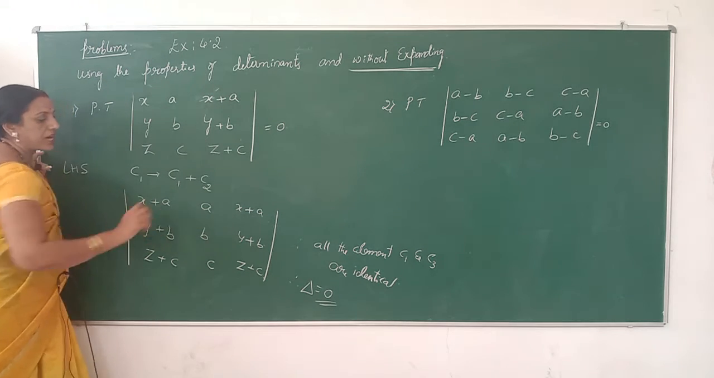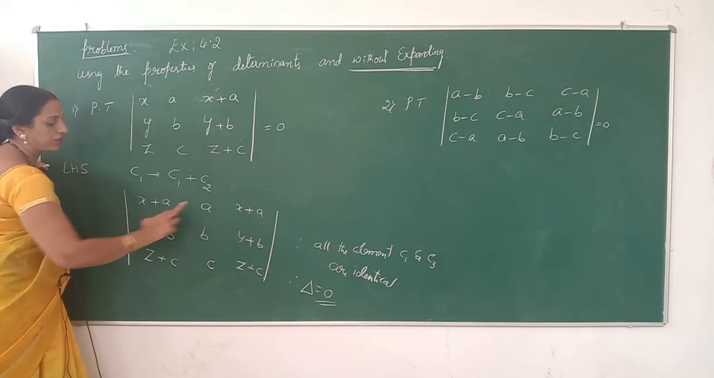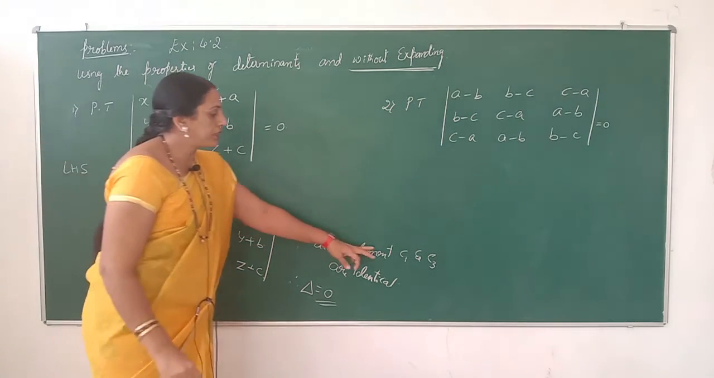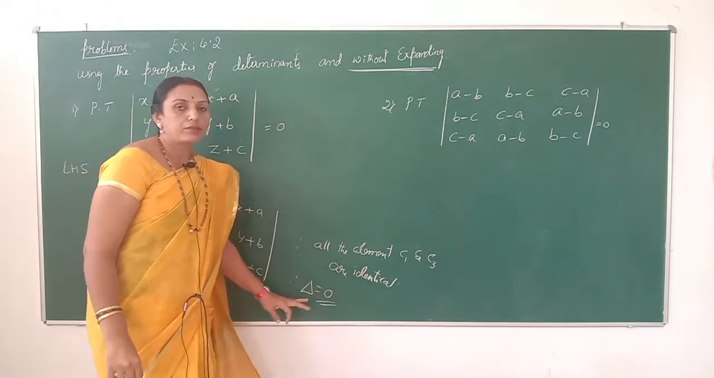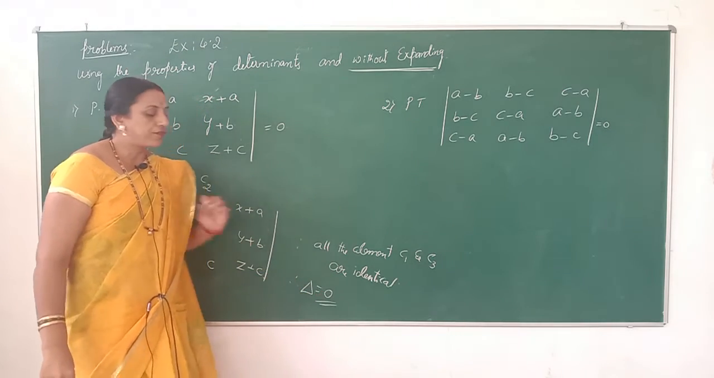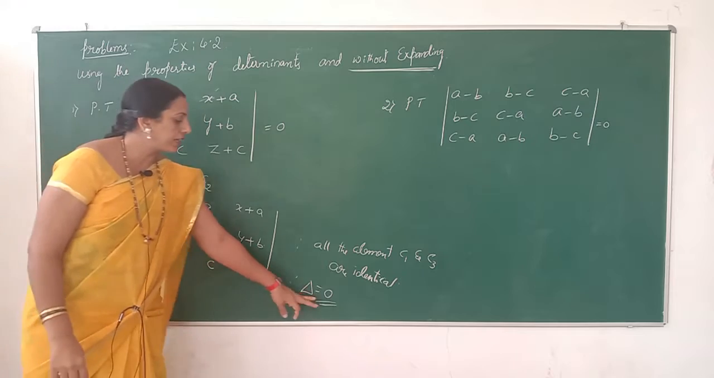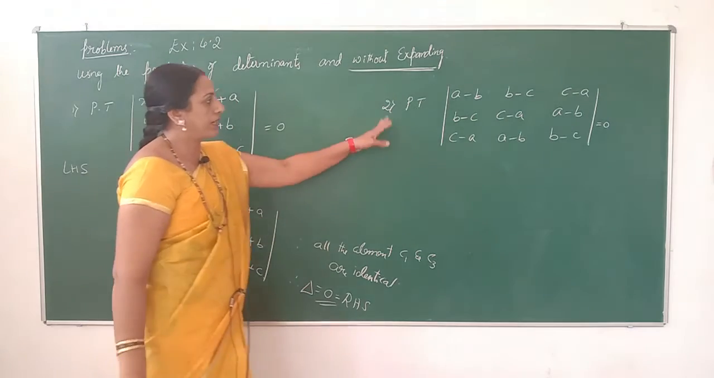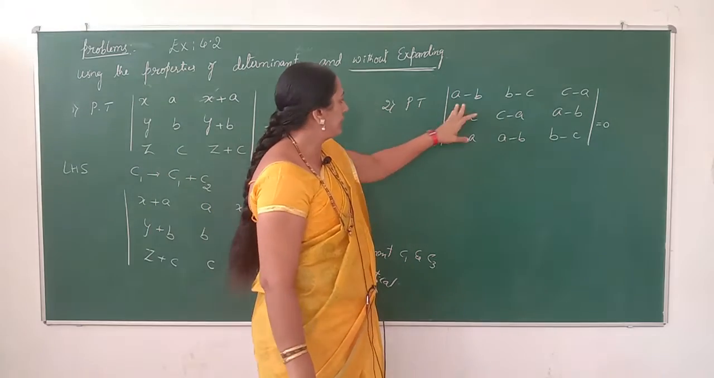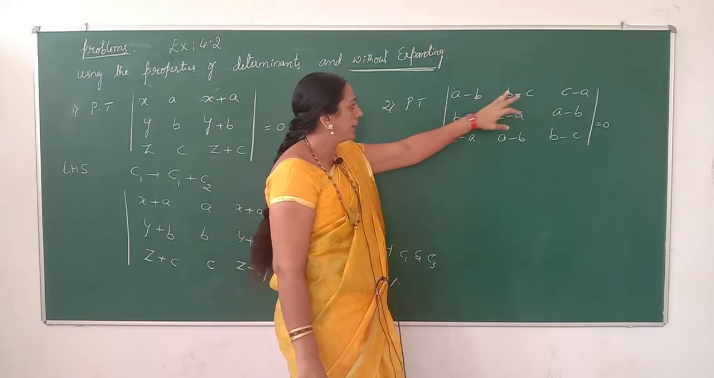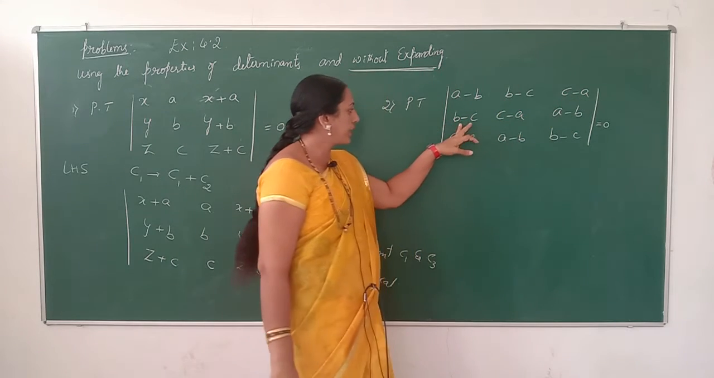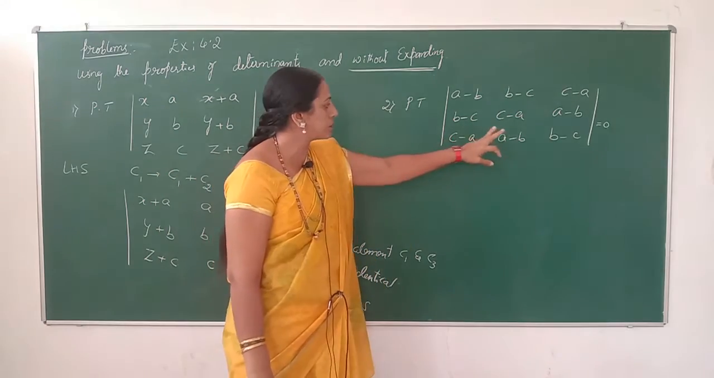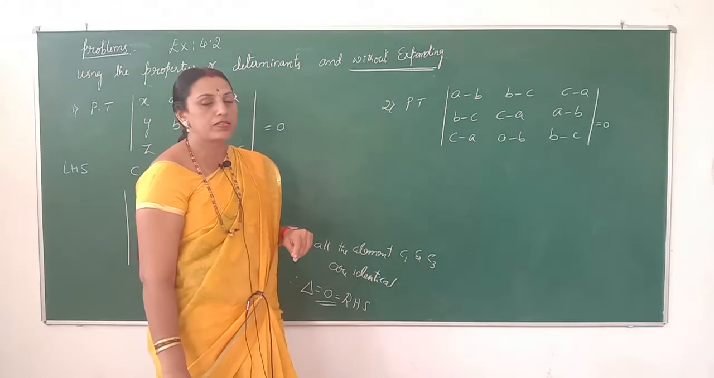If all these elements are identical, in the same formation, here x plus a, y plus b, z plus c. Therefore all the elements of C1 and C3 are identical. By using the third property, the value of the determinant will be 0. Therefore delta is equal to 0. That is the RHS. That is the first one. Similarly, the second problem is to prove that the determinant with first row a minus b, b minus c, c minus a, second row b minus c, c minus a, a minus b, third row c minus a, a minus b, b minus c.